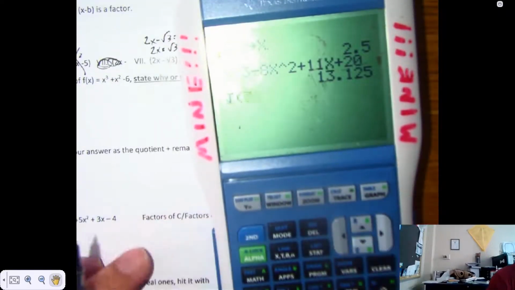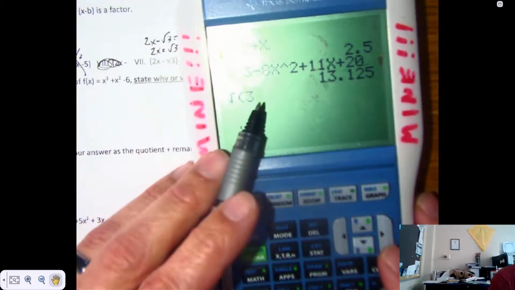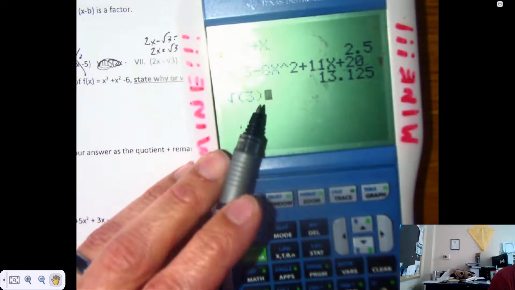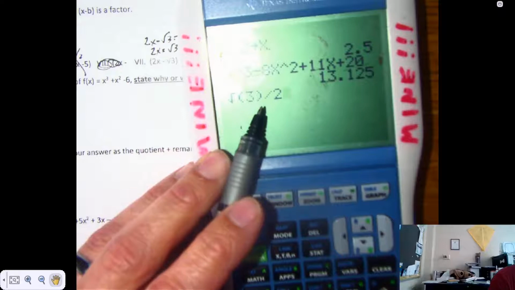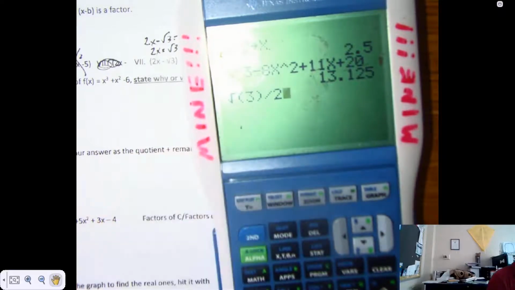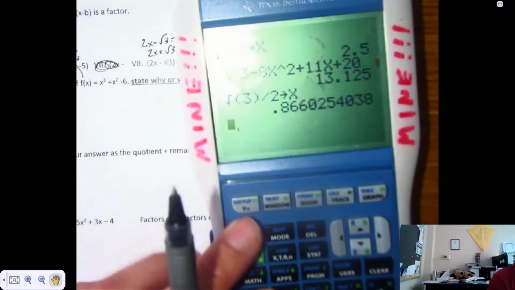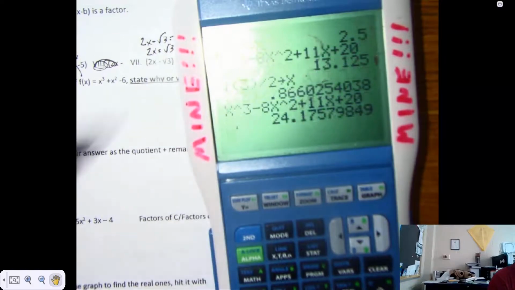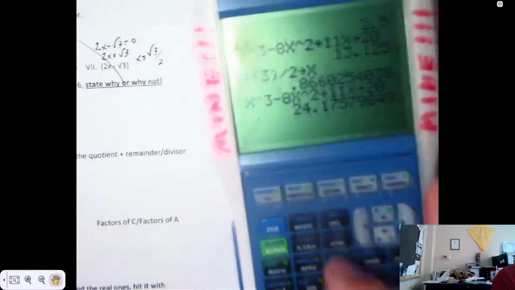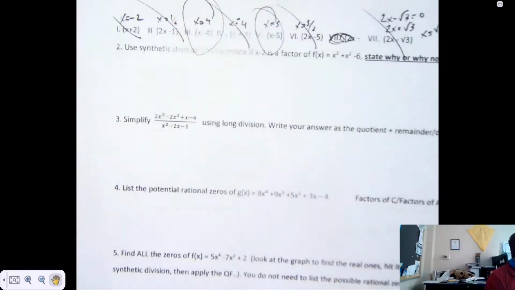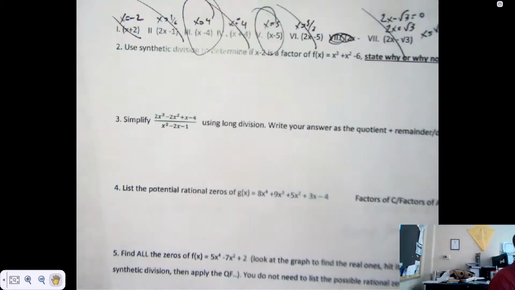Root 3. On this calculator, I have to close that radical. You may or may not have to. Root 3 over 2, store it to x. Second enter, second enter. Nope. Ah, there were 2 of them. 5 and 4. There's a third one floating around somewhere. It's just not in that list. It might have been the one that wasn't finished. That's possible.